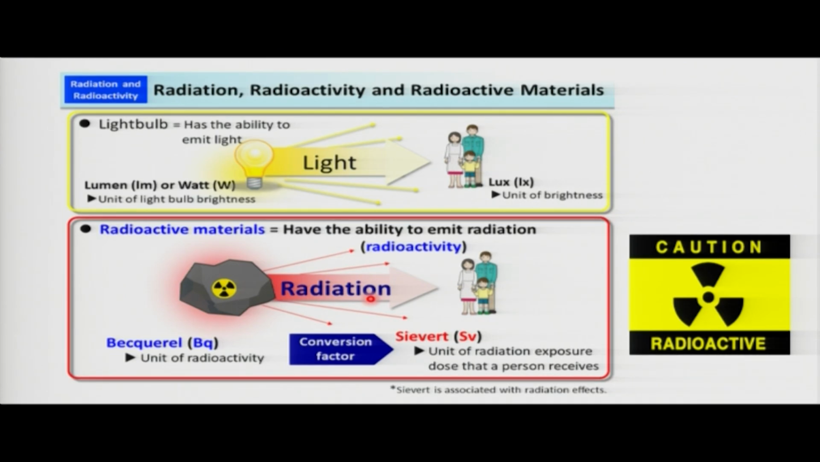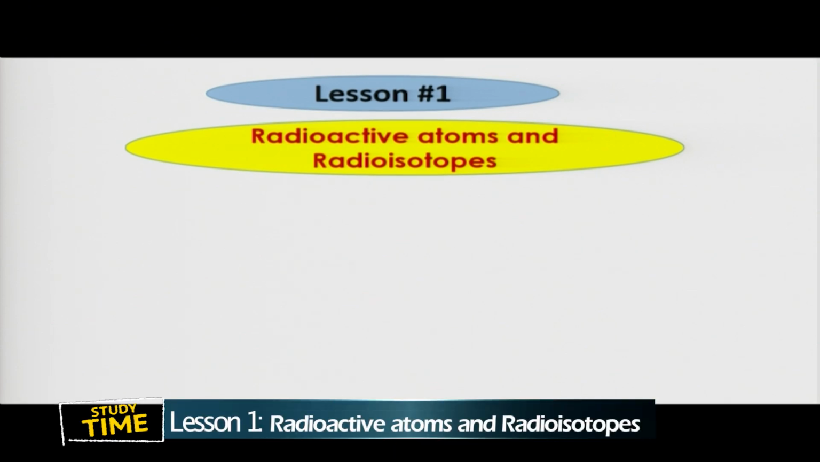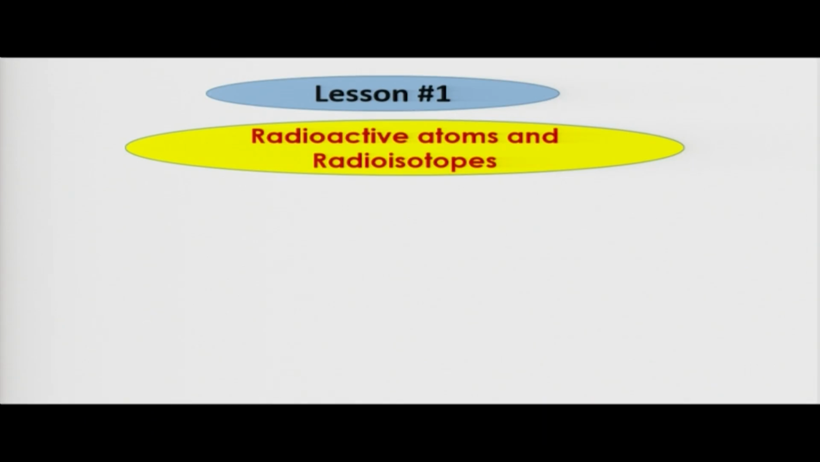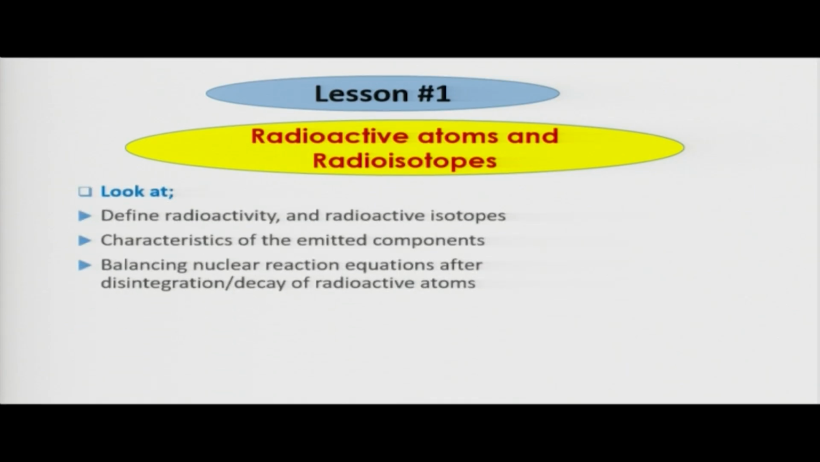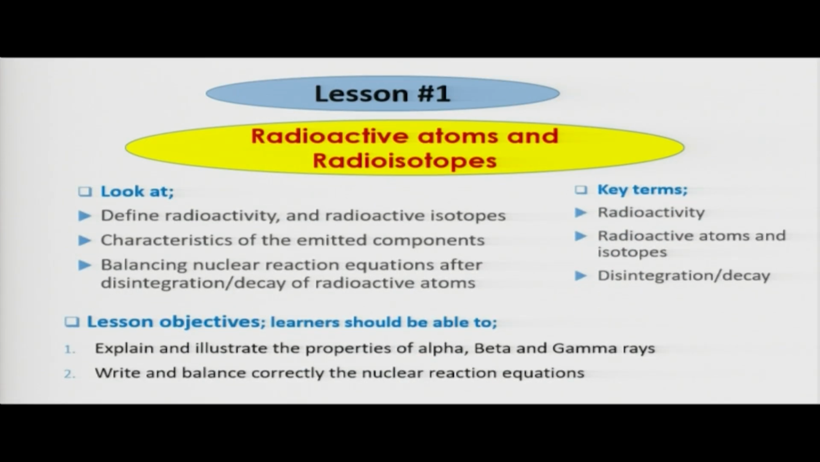Now that we understand what radioactivity and radiation involve, we can come to today's lesson content, which is about radioactive atoms and radiation. That is lesson 1 for Unit 15. As usual, we need to know what we are going to focus on: the key terms and the lesson objectives.